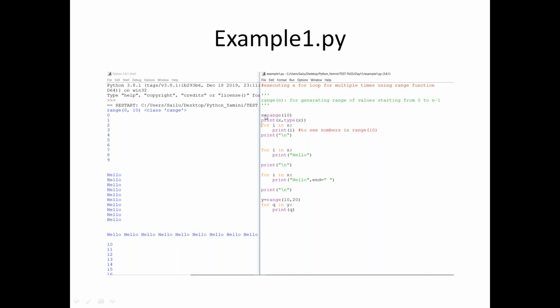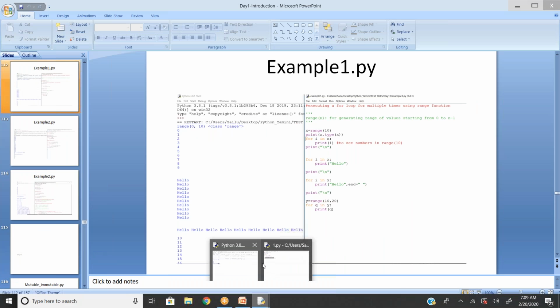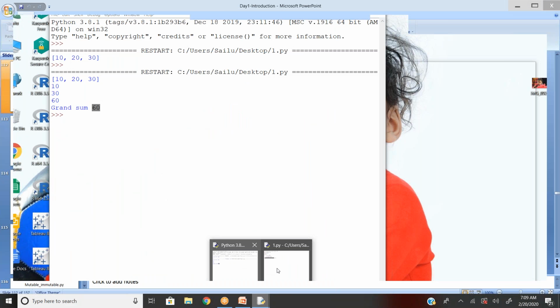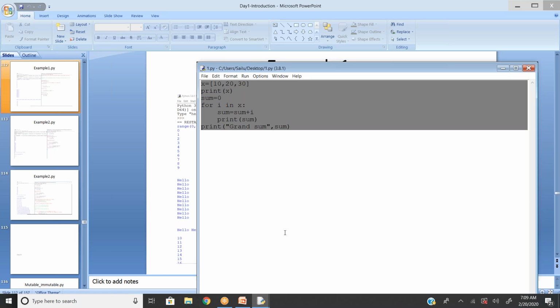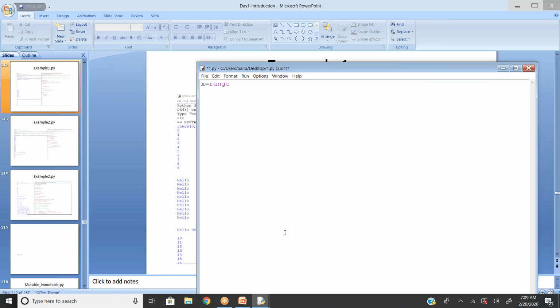Now I give the range and store it into the x value. You can see here, X equal to range of 10. Just for an example, print x. The system is not going to display the 0 to 9 values. The system is going to display the starting and ending number. You can see this.